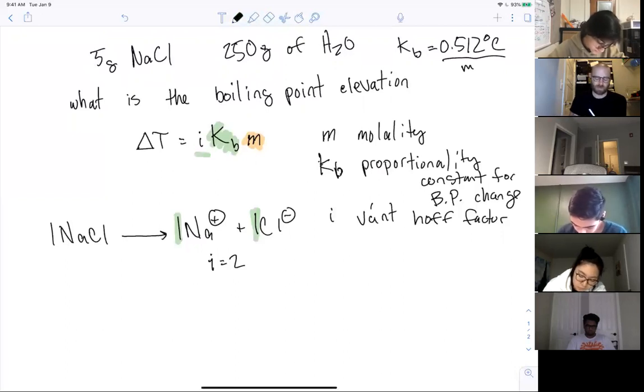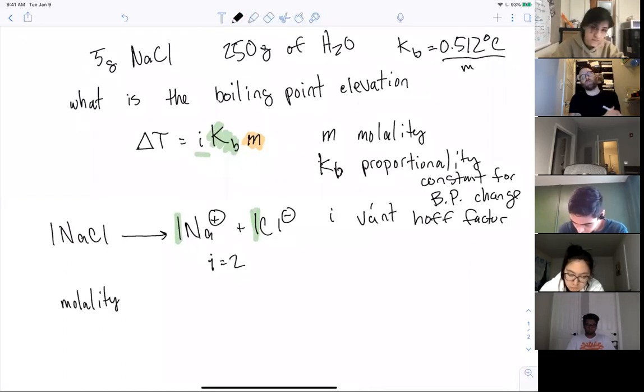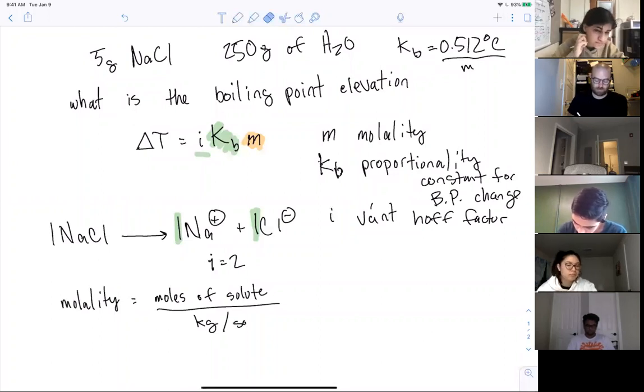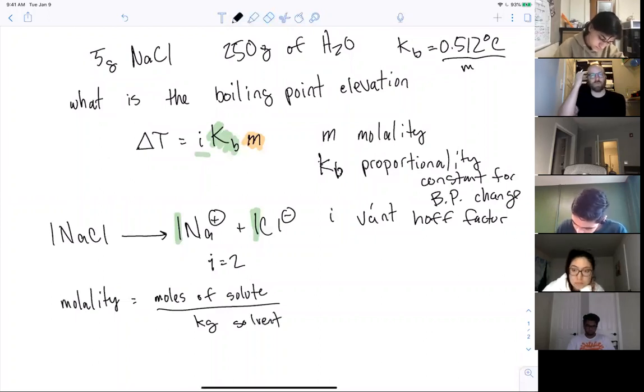Kb is something we're given, and then molality is kind of weird. Be sure to differentiate between molality and molarity. Molality is given in moles of solute per kilogram of solvent.